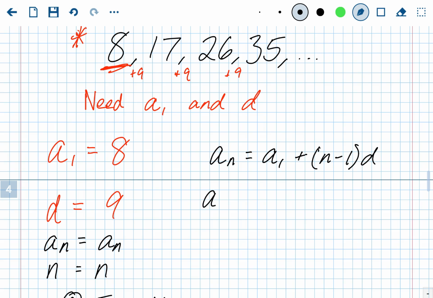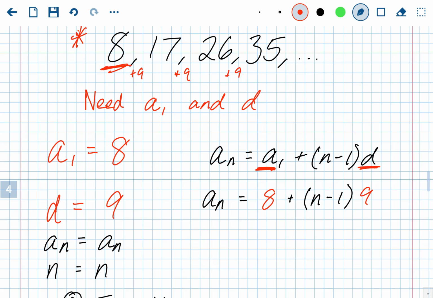So we have a sub n equals a sub 1, the first term, which is 8, plus n minus 1, it's going to stay n minus 1, times the common difference of 9. Okay. So again, all we're doing is plugging in, replacing a1 with the first term and d with the common difference. Now this is the equation. That's an equation to find the nth term of this sequence.